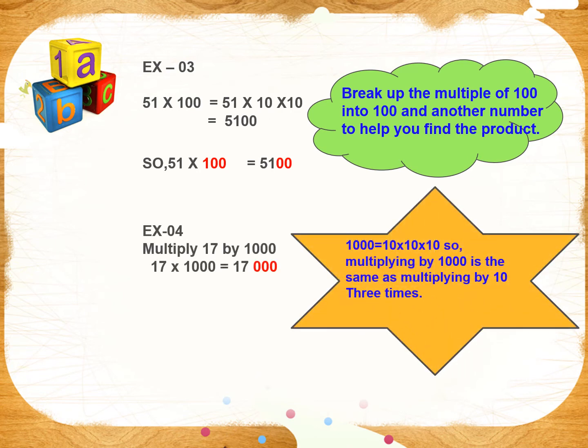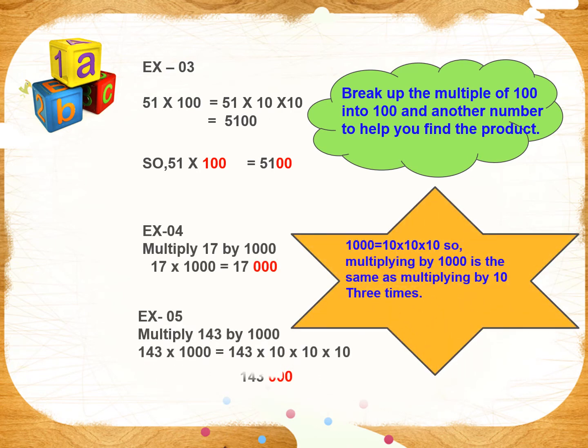Okay, let's see example 4. Multiply 17 by 1000. When we multiply by 1000, it is also like that. First we break up the multiple of 1000. So 1000 equals 10 multiplied by 10 multiplied by 10. So multiplying by 1000 is the same as multiplying by 10 three times. So we get 17,000. And example 5 is also multiplying by 1000. So we get 143,000.